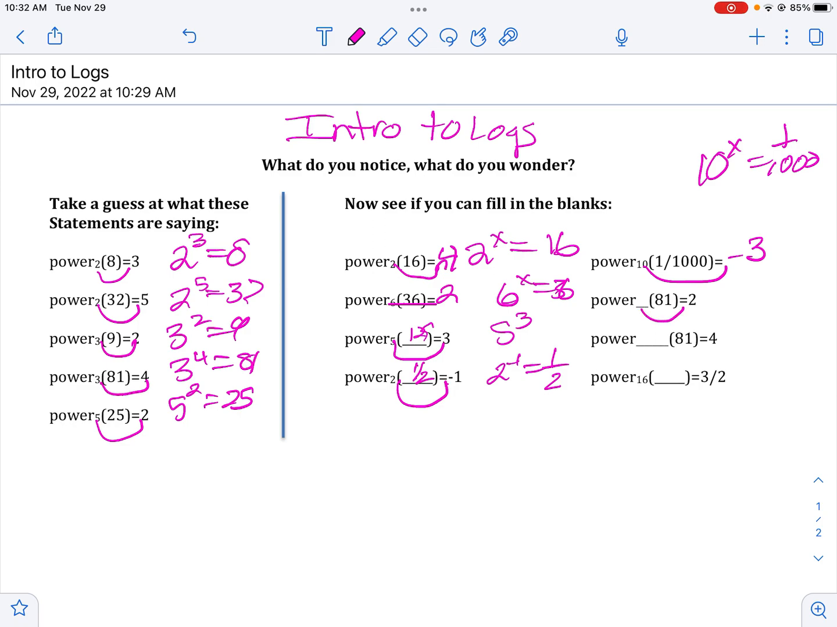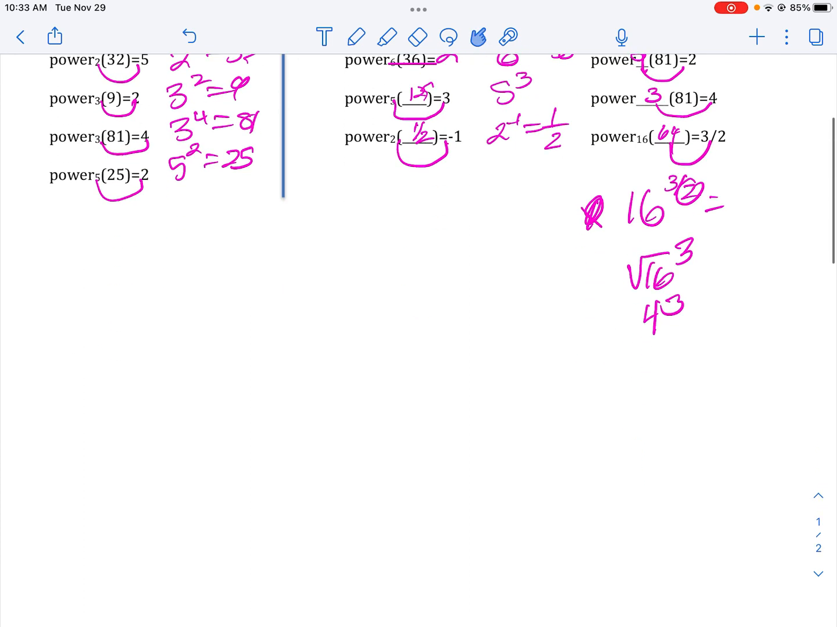Something squared gives us 81... so that's 9. Something to the fourth power gives us 81, so that would be 3. And 16 to the 3 over 2 gives us that number. Well, this is the square root of 16 cubed, so 4 cubed, which is 64. So what this pattern here is, is what a log is.